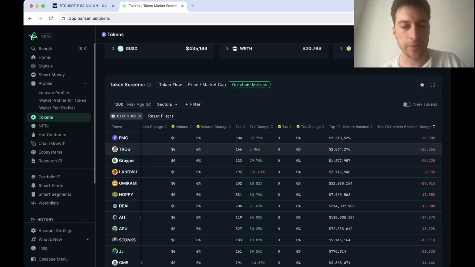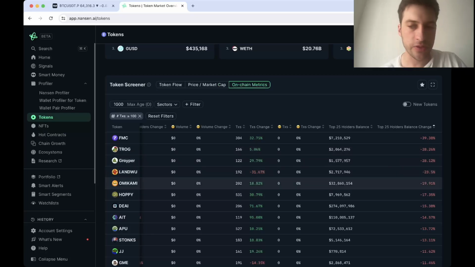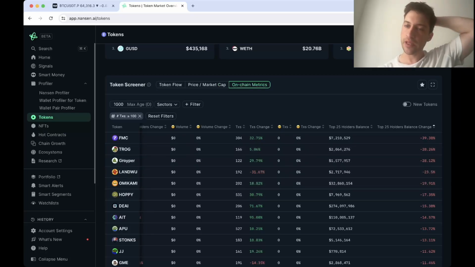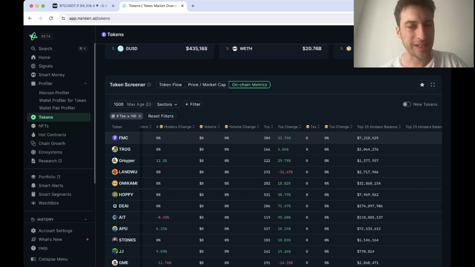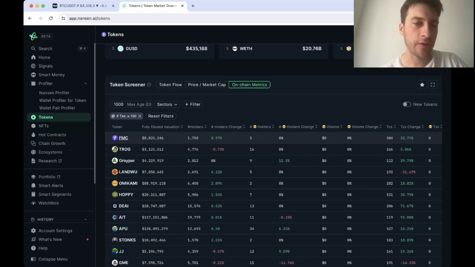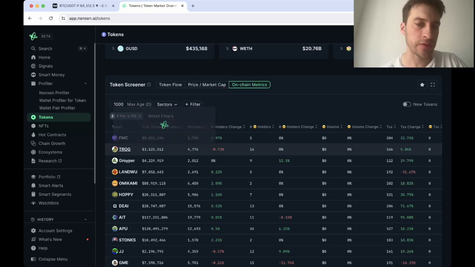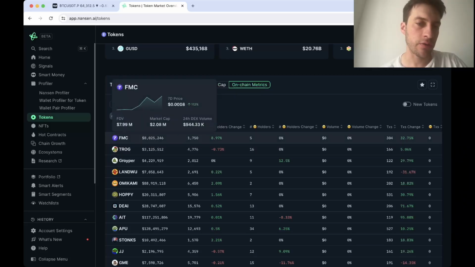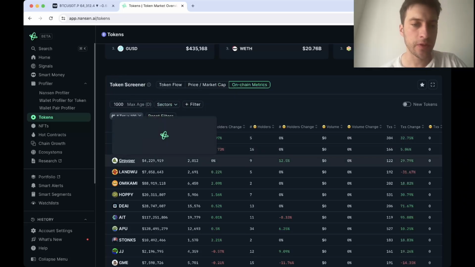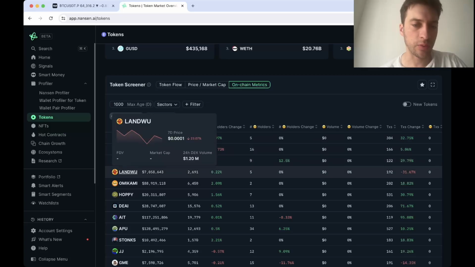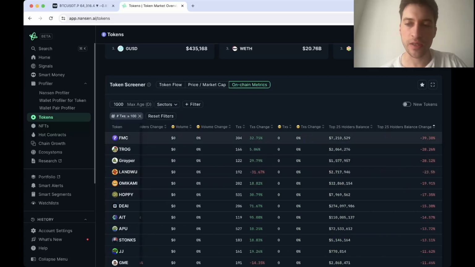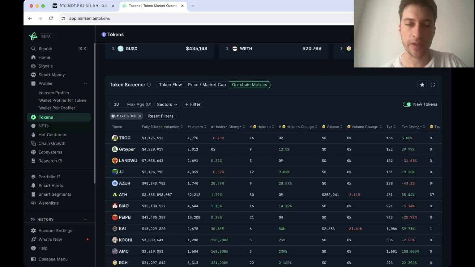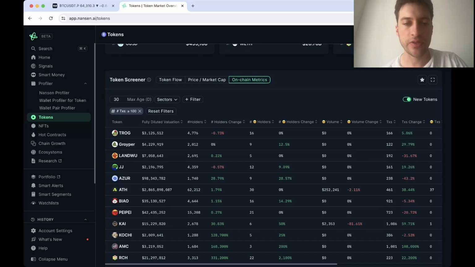So these are examples of coins that probably aren't going to do too well because of the top 25 holders balance. It looks like these coins are leaving their wallets. That's not typically a great thing. And if I hover over the token, you can see some of these coins right here. So right here, this could be a good selling signal. Groip, whatever that's called, Landwoo, yeah, all likely bearish because their top 25 holders balance has gone down. And we can also sort by new tokens as well.